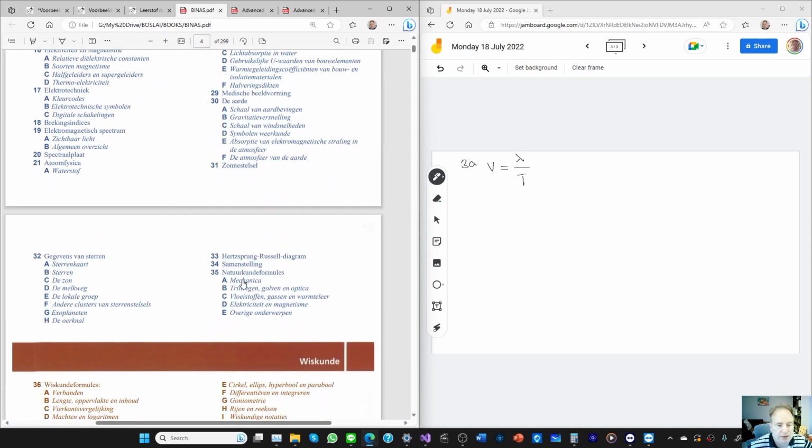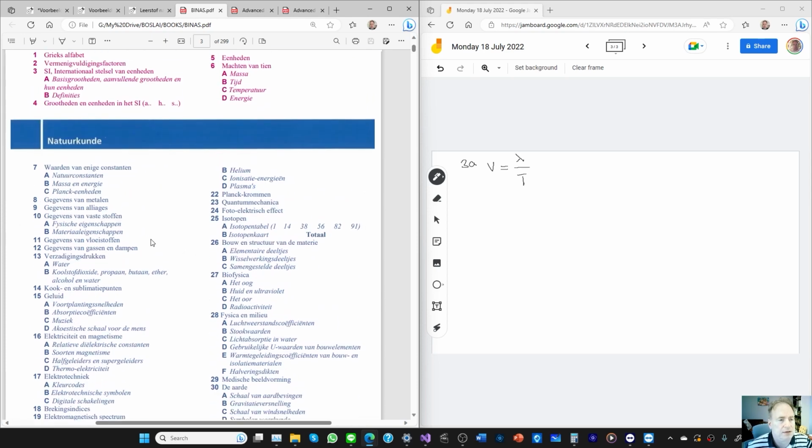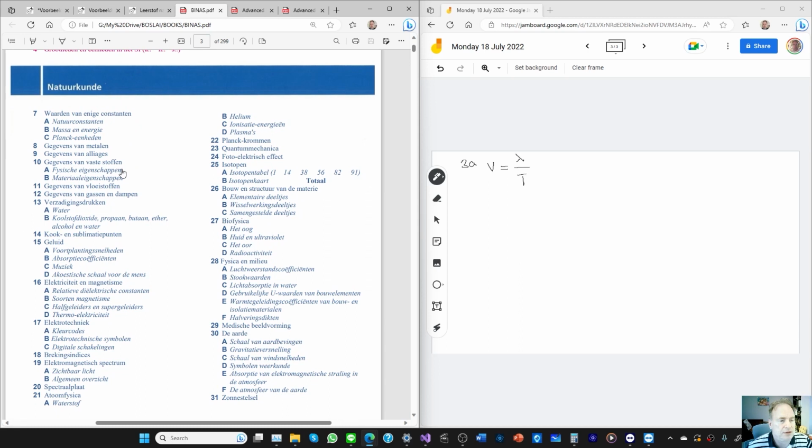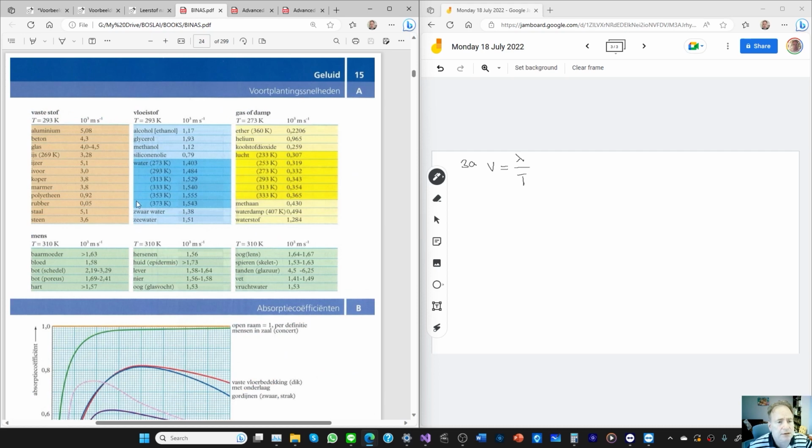There's actually a section about equations, formulas in physics that are also useful when you have a blackout or forgot some basic equation. So let's, what was I going to do? The speed of sound. Okay, there's a section here about geluid, which is sound, and about the speed of sound in different mediums. And here we have glass.